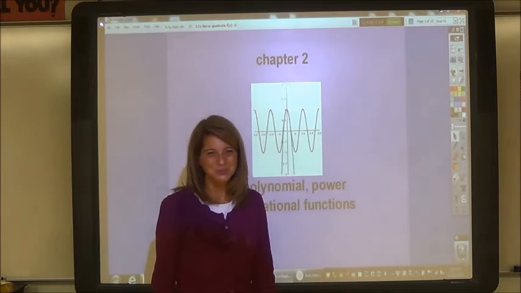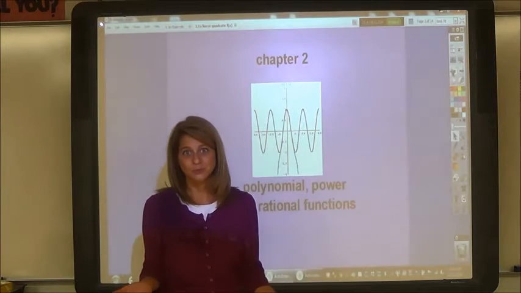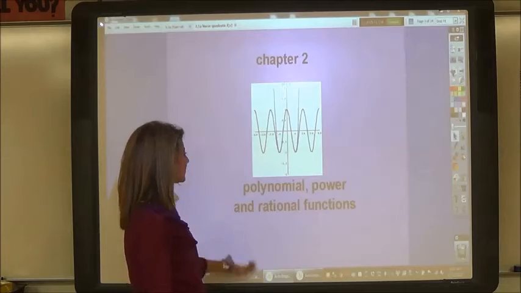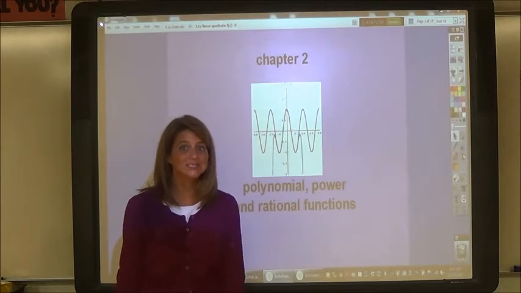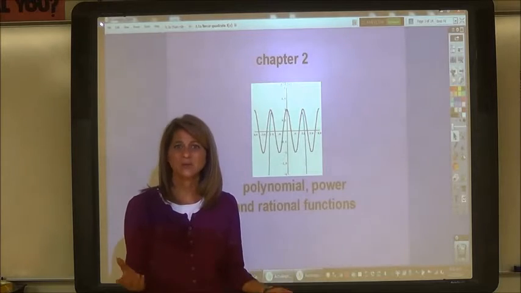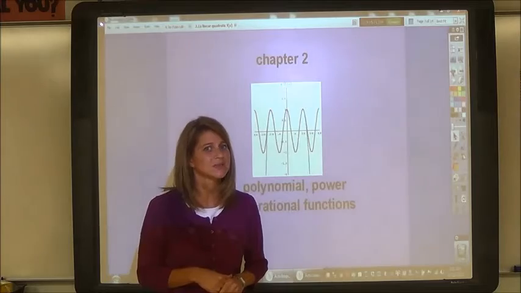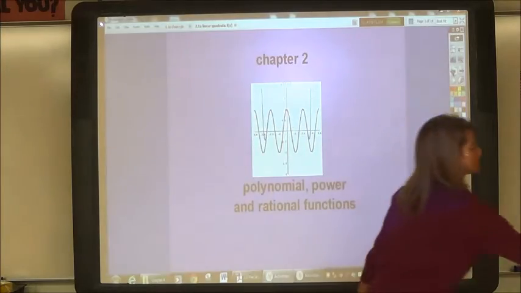We're starting chapter 2, so if you want to go write on your notes chapter 2 just in case. You can see that we're going to work on more functions, this time a lot about polynomial functions, not just linear things. We've done a lot of lines and parabolas. Now we're going to get into some crazy things too.